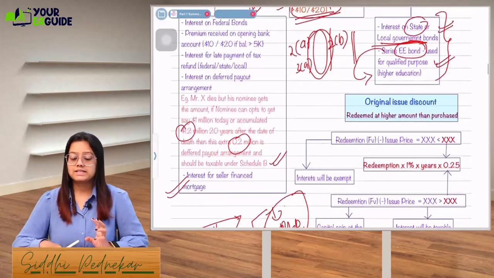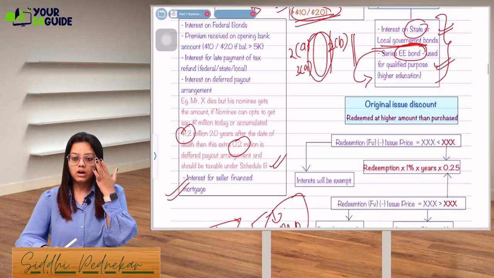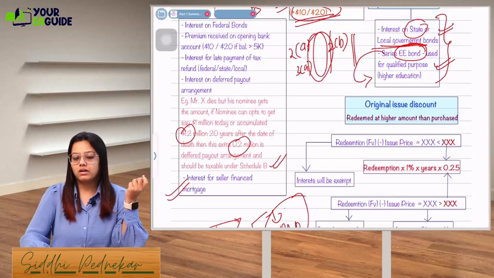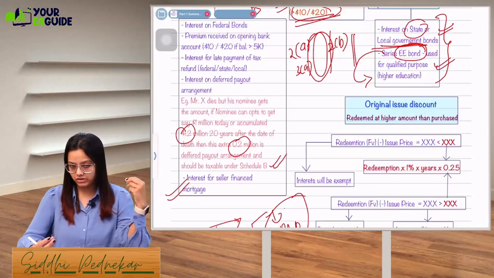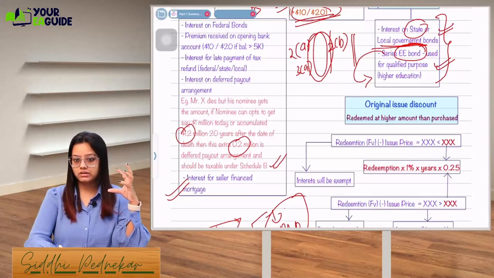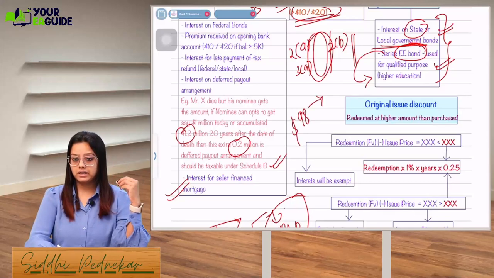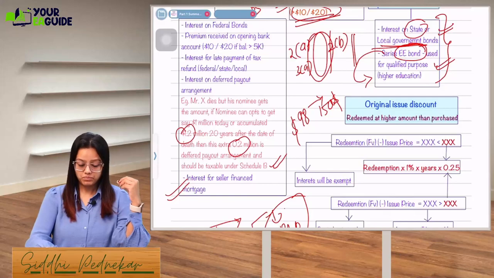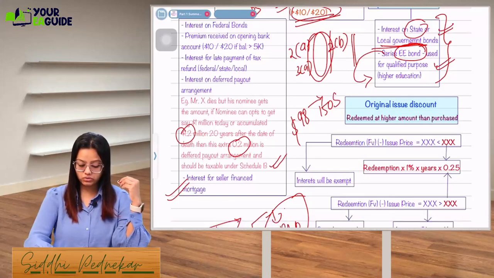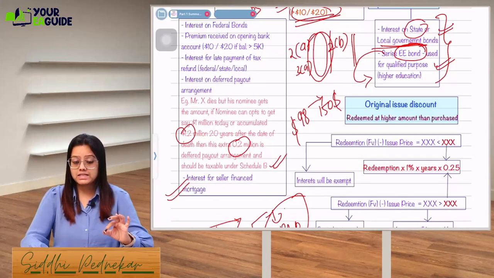Got it, guys? Next is original issue discount. Now this will happen if you receive a bond and the redemption value is higher, in that case you have the extra benefit, right? That is OID, original issue discount. Let's say one of the bonds has been issued at $98, but when it is getting redeemed, it is redeemed at $150. So the extra amount which you are going to get at the time of redemption is your benefit. So you'll have to include it as interest income.